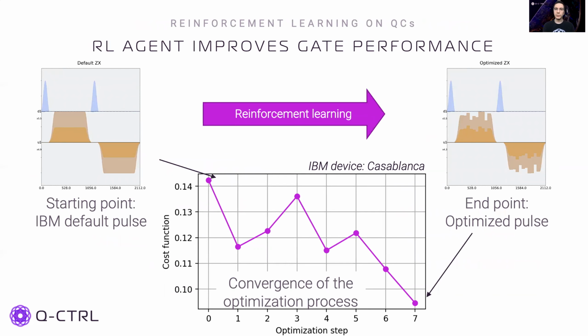Here you can see the progress of the learning process of an agent using the policy gradient learning algorithm on a cloud-accessible quantum device provided by IBM. Plotted are the mean values of the cost for each step as the learning progresses. When the cost reaches a low enough value, we terminate the optimization and obtain the final optimized pulse. On the left, the default pulse is depicted, while on the right, the optimized one is shown.